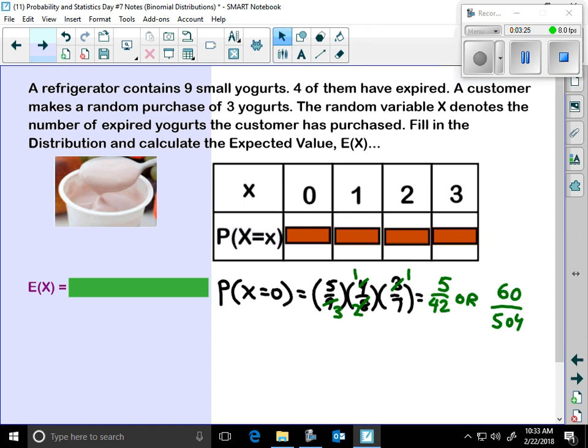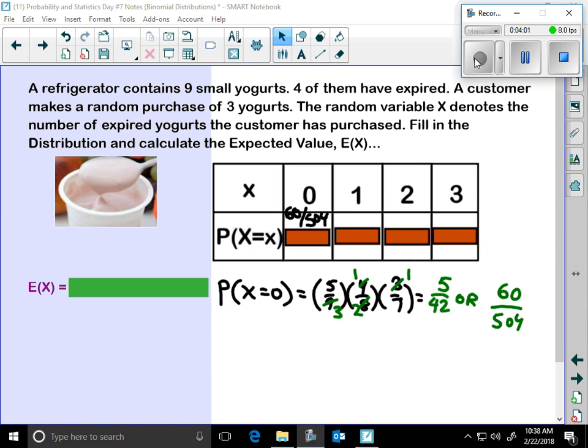Okay, let's see. Uh-oh. Oh, my answer's wrong. Why is my answer wrong? Because I assumed they were replaced. Let's not do that. Let's go with our answer. 60 over 504. My answer is going to be wrong here and on the next slide, but that's okay. Will you, with a neighbor, talk through 1 and 2 and 3? 60 over 504.